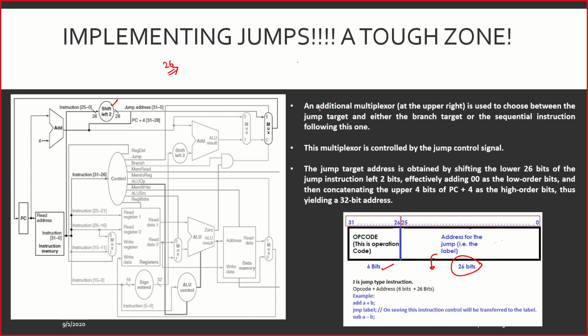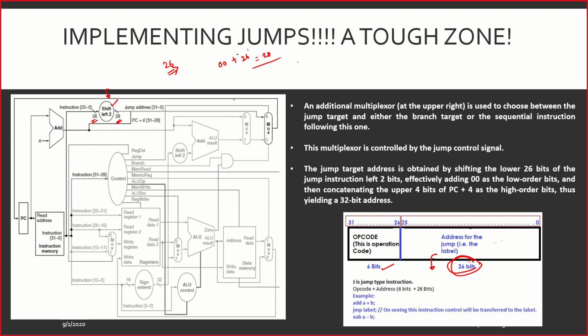Now what we do is, the lower 26 bits, which means the 26 bits available here, will be shifted left by 2. So now what will happen? This 26 will become 28, right? So how do we do that? We are effectively doing it by just adding 0s to it. Plus 26 bits will get you 28 bits.